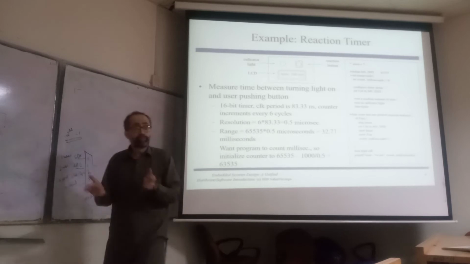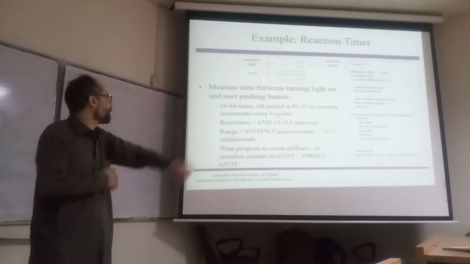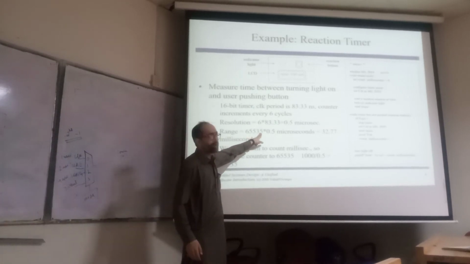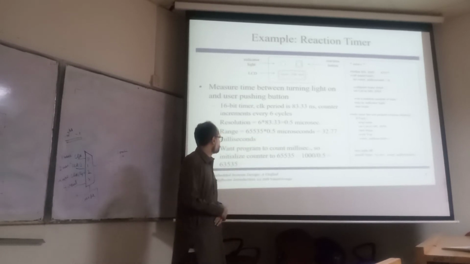So what is the minimum resolution? 6 multiplied by the clock period, which is 0.5 microsecond. What's the maximum range? 65,535, because it's a 16-bit counter, multiplied by 0.5 microsecond, then it is 32.3 millisecond.